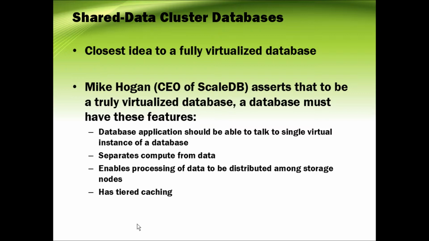Mike Hogan, who is the CEO of Skill Database, also asserts that to be a truly virtualized database, a database must have the following features. First, she says it should allow the database application to talk to a single virtual instance of a database, even if there are multiple nodes acting over the data. Second, it should separate the data processing or compute from the data so that each can scale independently. Additionally, it should enable the processing of the data to be distributed to the various storage nodes to maximize performance. And lastly, it should have tiered caching to ensure cache coherency throughout the database cluster.